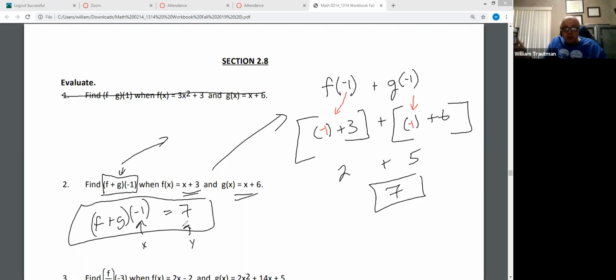Everybody okay so far? We only have 13 of these, doing different operations with functions. So far we've subtracted, we've added. Let's see what else we have.